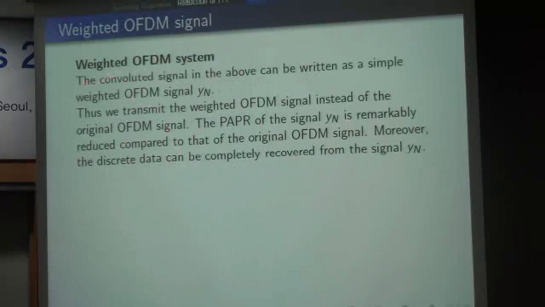So that is the weighted OFDM signal. We had the convoluted signal instead of the OFDM signal, and we can write the convoluted signal as the weighted OFDM signal. So we transmit the weighted OFDM signal instead of the original OFDM signal. And then the PAPR is reduced by almost 1/2.